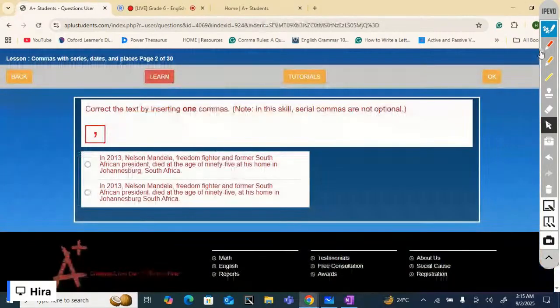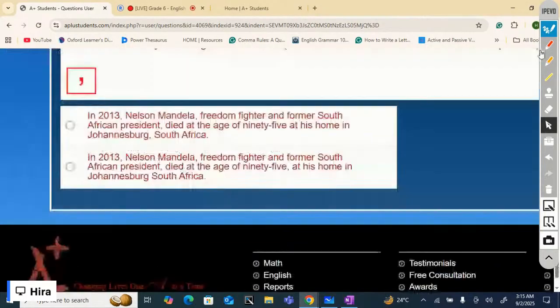In 2013, Nelson Mandela, freedom fighter and former South African president, died at the age of 95 at his home in Johannesburg, South Africa. Now read both. Look at the use of commas and tell me which one is correct.